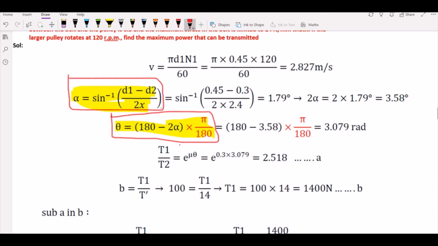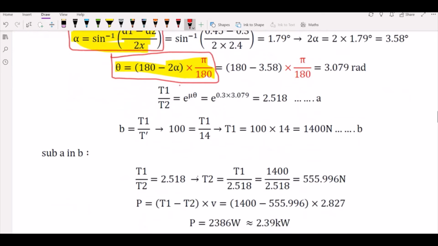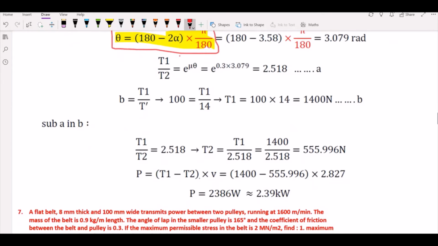Okay, where d1 and d2 are the two diameters of the pulleys, the larger pulley and the smaller pulley, and x is the length, which is the distance between them. So it is given in the problem. Substitute over here, then you will get alpha. Alpha you substitute over here, then you will get theta. Theta will be substituted. Once T2 and T1 are known, substitute over here, then you will get the power. So finally we got the power as 2.39 kilowatts.